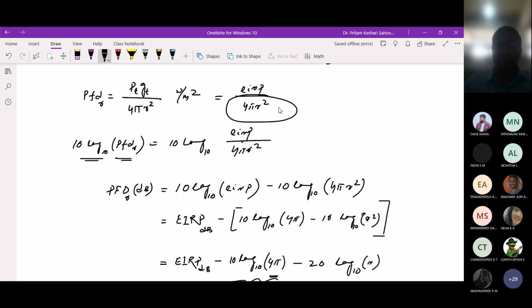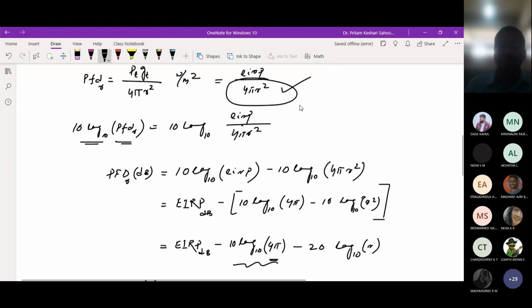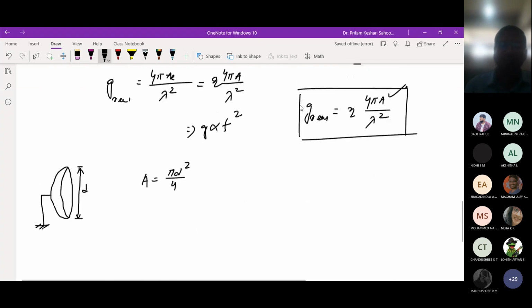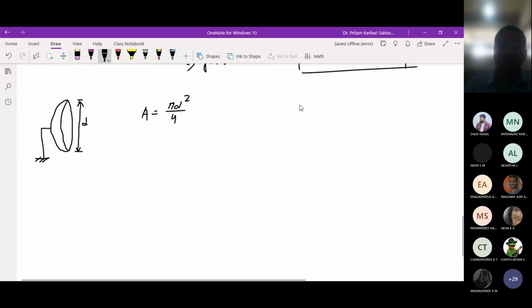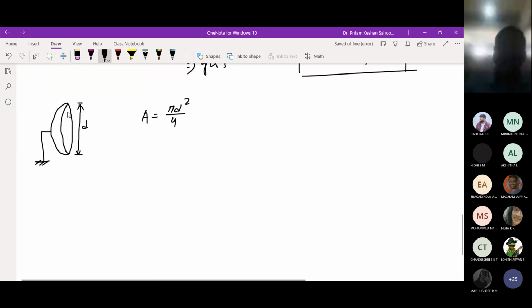So that's why this particular term 4 pi r square represents the area of the sphere. Here we have considered an antenna, which is a parabolic reflector antenna. This area represents the area of this surface, or this particular circle. So the area of the circle is pi r square. If you put d equal to 2r, it will be 4r square over 4, so the 4 will cancel, and it will be pi r square.